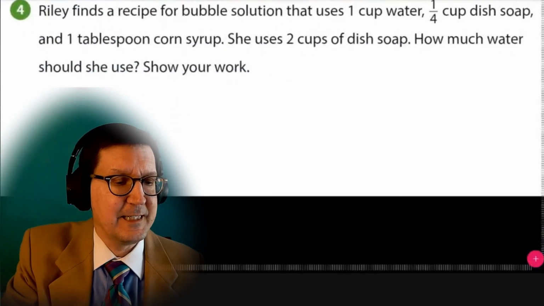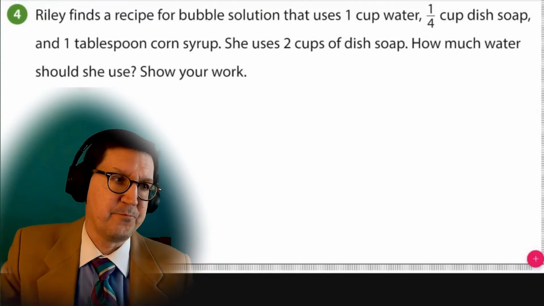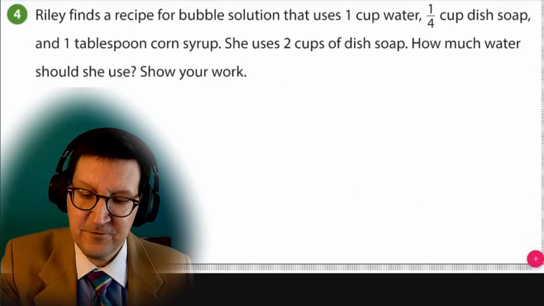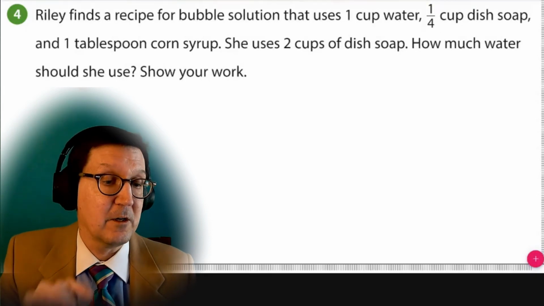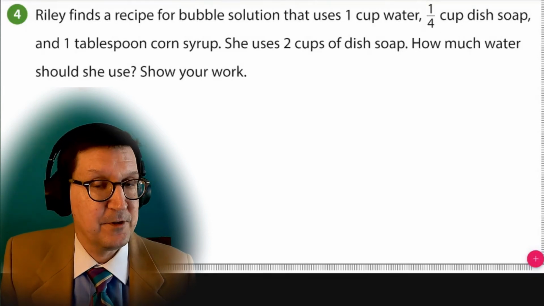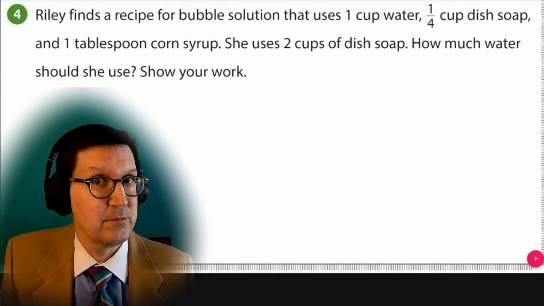Let's look down at number 4. Riley finds a recipe for a bubble solution, and it uses 1 cup of water, a 1/4 cup of dish soap, and 1 tablespoon of corn syrup. She uses 2 cups of dish soap. How much water should she use?